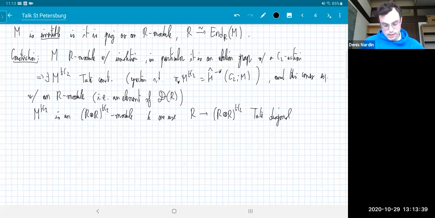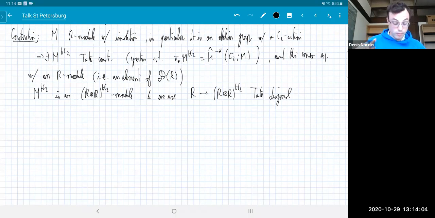And I don't want to dwell on this, but if you want this to be an actual mathematical statement that's true, this tensor here needs to be over the sphere spectrum and not over Z, which is what I was implying this whole time. But let me not dwell on these technicalities. Note also, with a word of warning, if R is commutative, there is another way of putting an R module structure on the Tate. But it's not the right way. It's not the way that is going to be relevant.